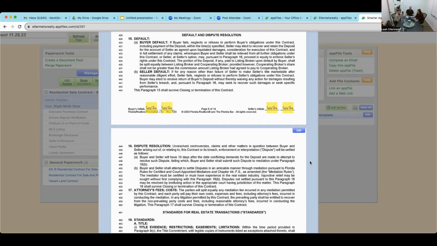Because most likely they're going to, if they see beautiful upgrades, you may see an increase in your taxes. You don't have to let these people in. Anyway, this then talks about defaults, buyer and seller.